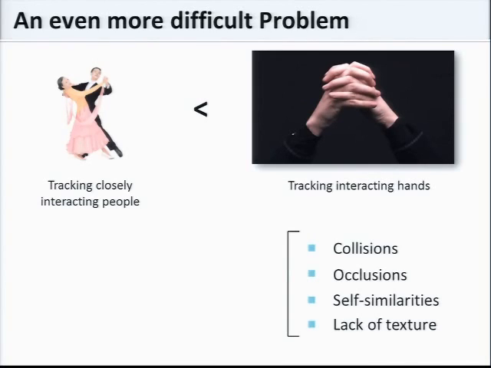And besides that, hands have the additional challenge of self-similarity. While it's easy to distinguish a head from a foot, it's very difficult to distinguish the different fingers given the image. It's difficult to distinguish the pinky finger from the index finger, but also to distinguish two fingers belonging to two different hands. And they have a sort of lack of texture, especially if your camera is not high resolution. So we were thinking that if we are able to deal with tracking hands interacting with each other, probably we will also be able to deal with tracking closely interacting people.